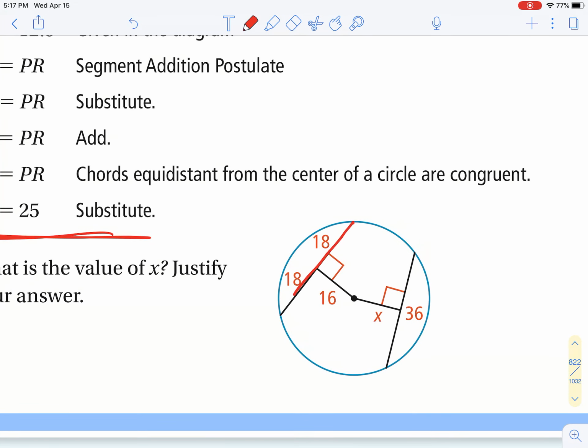So this chord is 36. This chord is 36. So reasoning should have it: if you have congruent chords, then they'll be the exact same distance away from the center. So x is equal to 16.